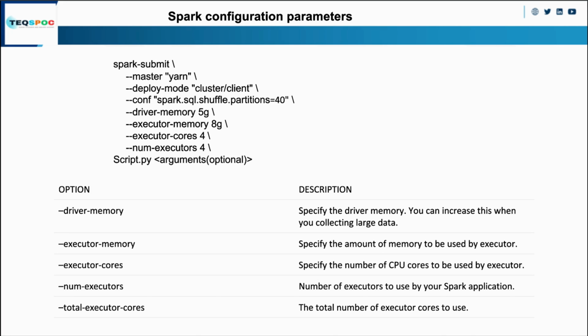Meaning, suppose my driver is getting initiated on a node A. Say for example, there are nodes A, B, C, D, and each and every node has say 16 gigabytes of memory, meaning RAM. So I'm assigning a driver memory of 5G, meaning in node A, out of 16 gigabytes of RAM, only 5 GB will be used up by the driver from that node.